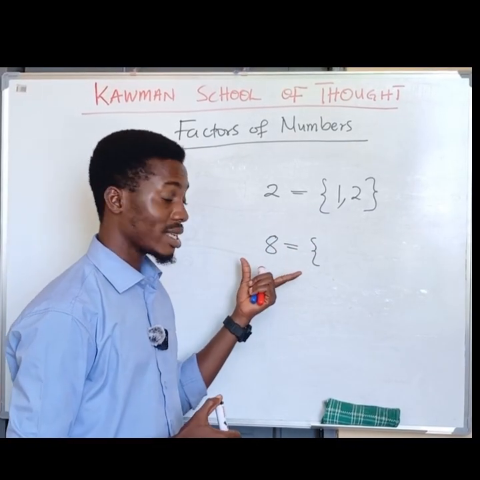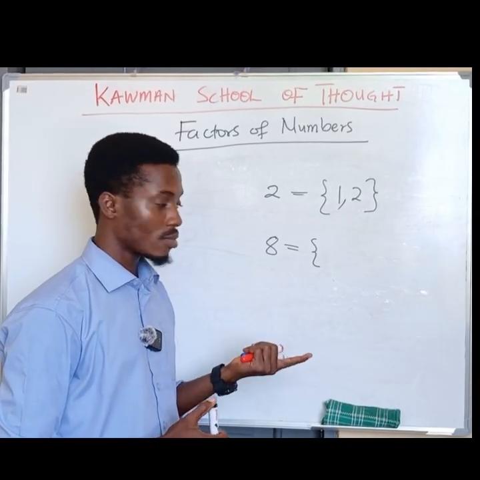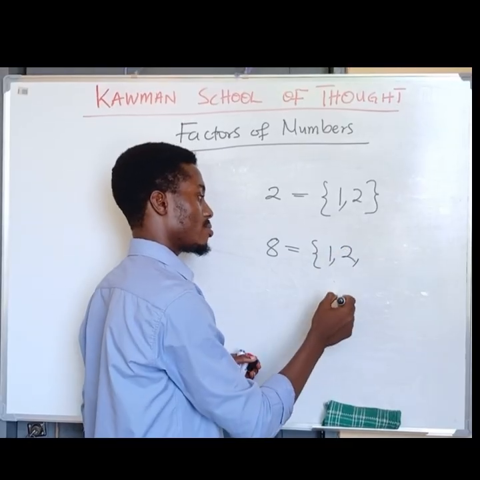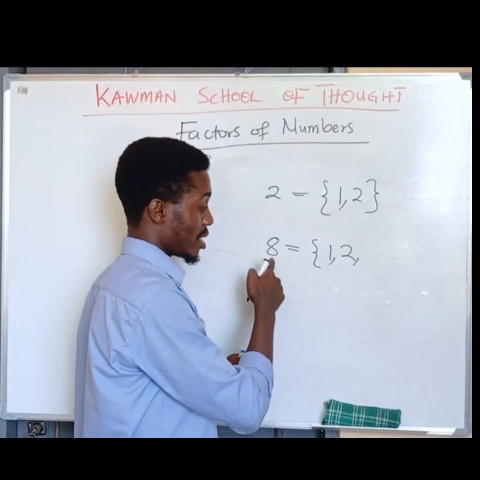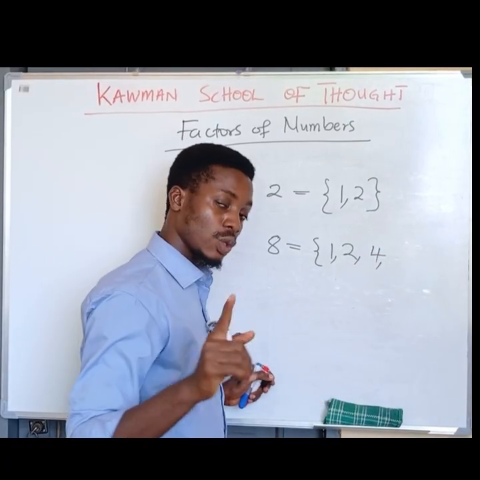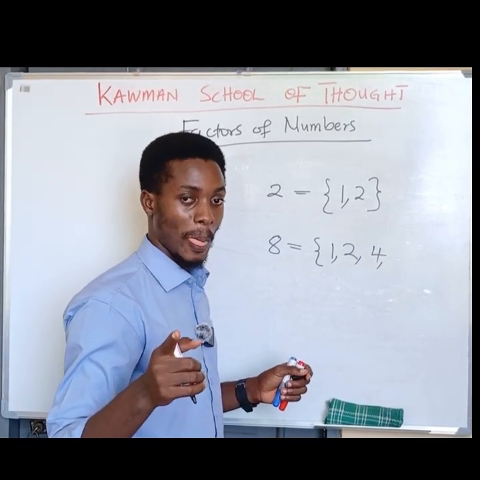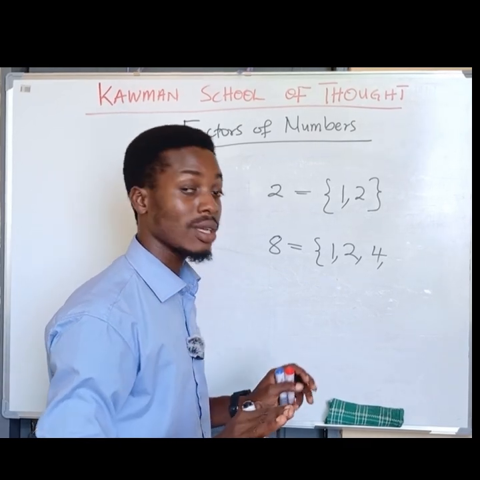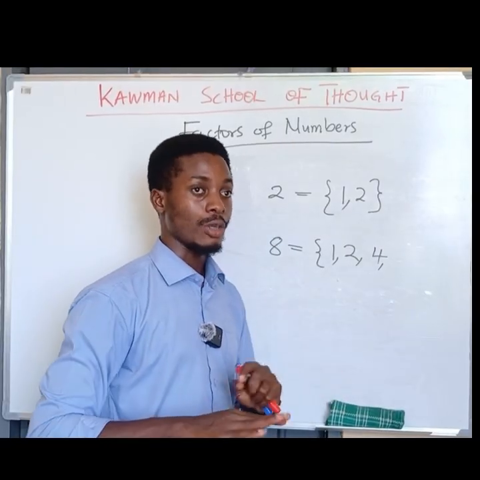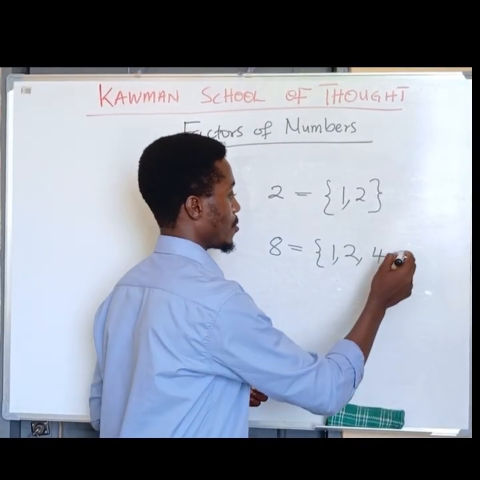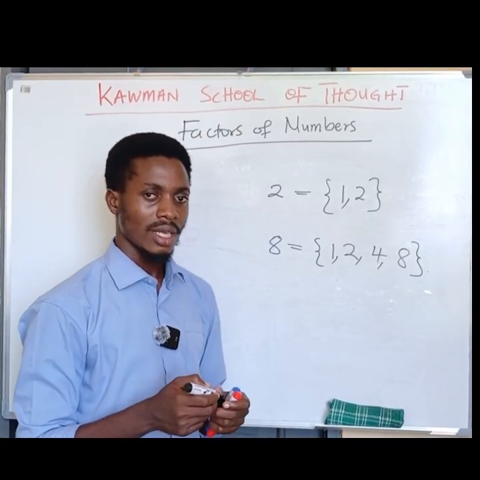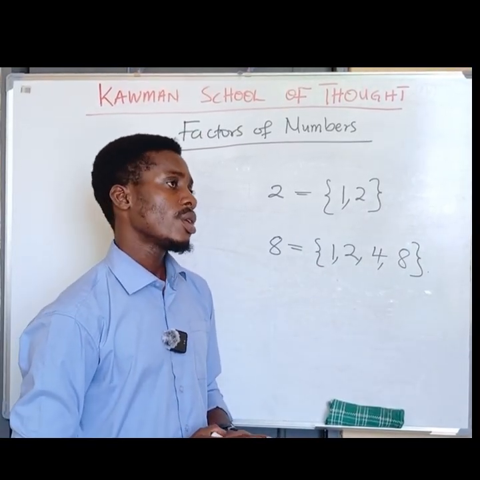What about 8? What numbers can also divide 8? 1 can divide 8. 2 can also divide 8, because 2 times 4 gives 8. So 4 can also divide 8. 6 won't divide 8 without a remainder. There will be a remainder of 2, so it's not part of the factors. We are interested in those numbers that when they divide it, there is no remainder. Then 8 itself will divide. So 1, 2, 4, 8 are the factors of 8.